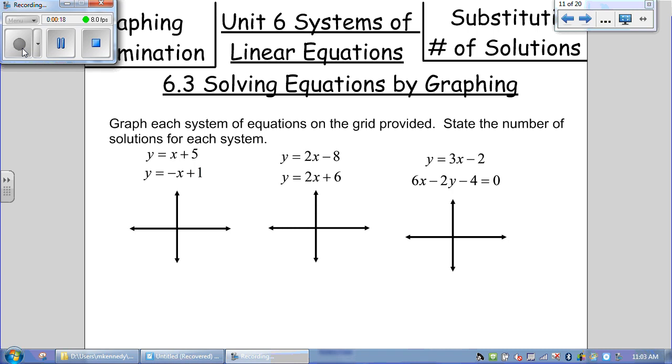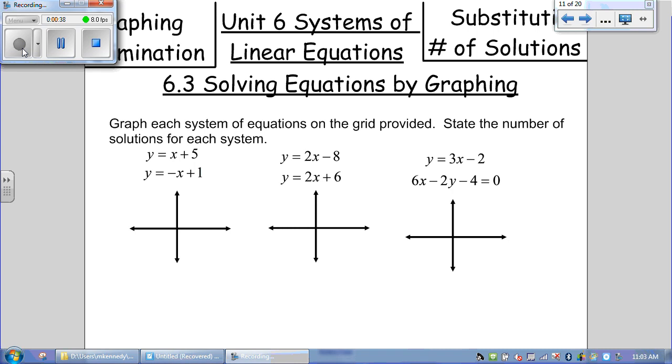So what is a solution to a system of equations? It's an x and a y value. It's a point on a graph where two lines cross each other. That's why we call it a system of equations. If you had just one line, that's just a linear equation. If you have two lines, it's a system of equations. Where they cross each other is the answer.